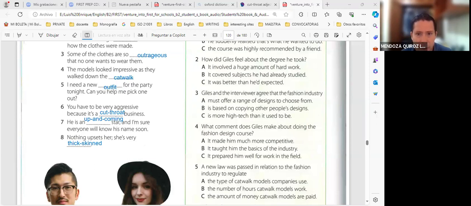All right, second time. Unit 11, page 122, Exercise 2, Listening, Part 4. You will hear an interview with a fashion designer called Giles Watson. For questions 1 to 7, choose the best answer, A, B, or C.